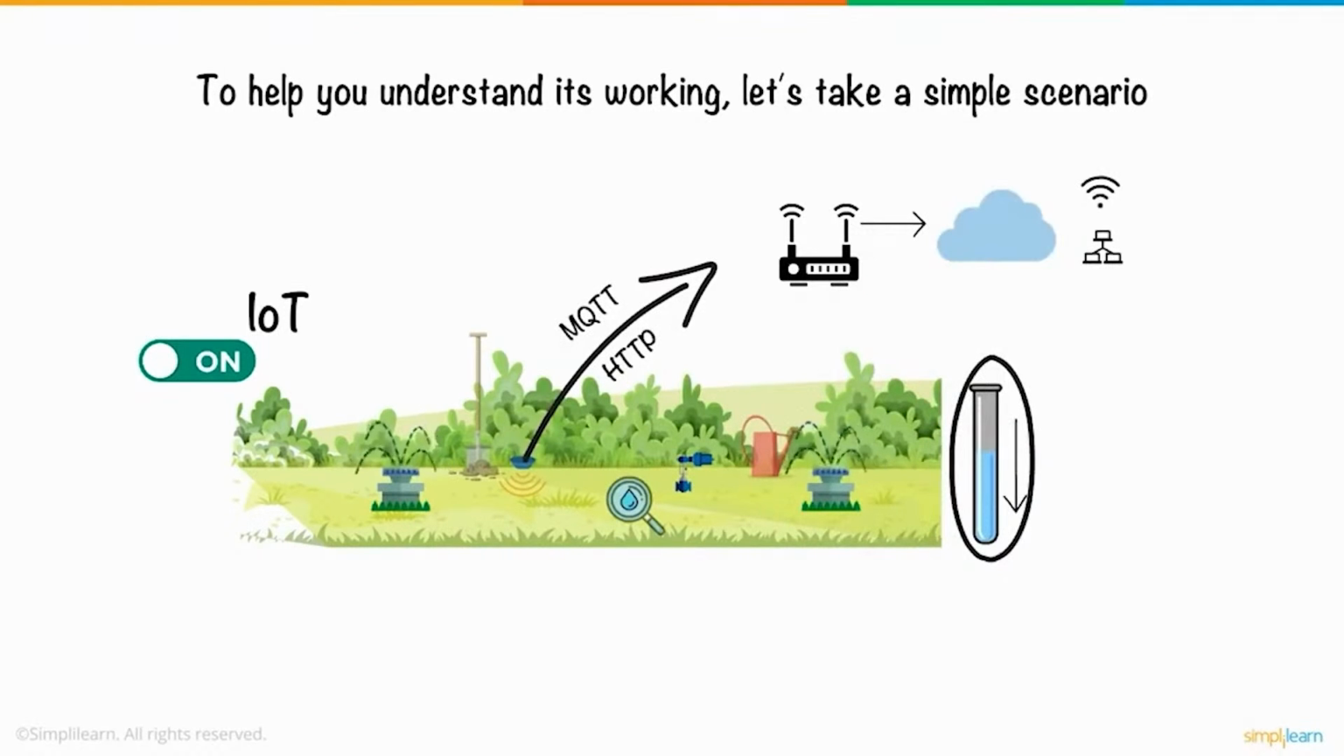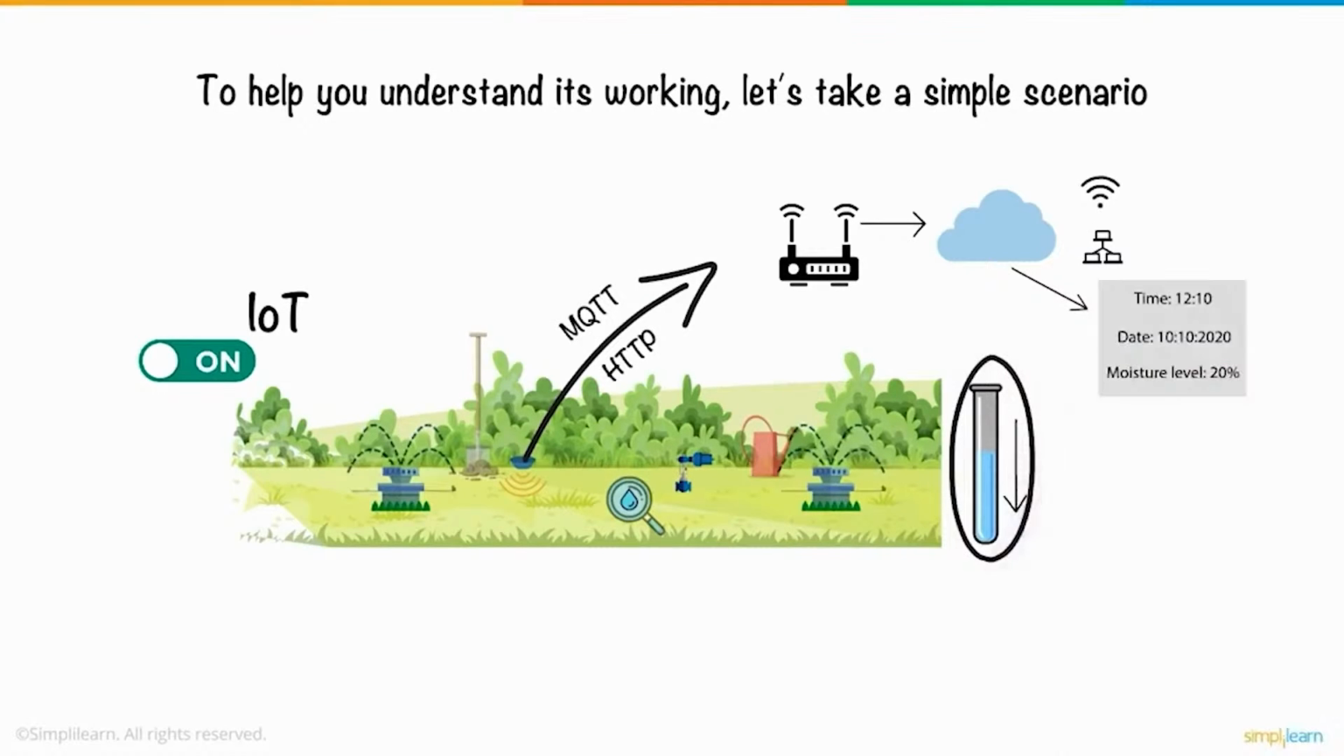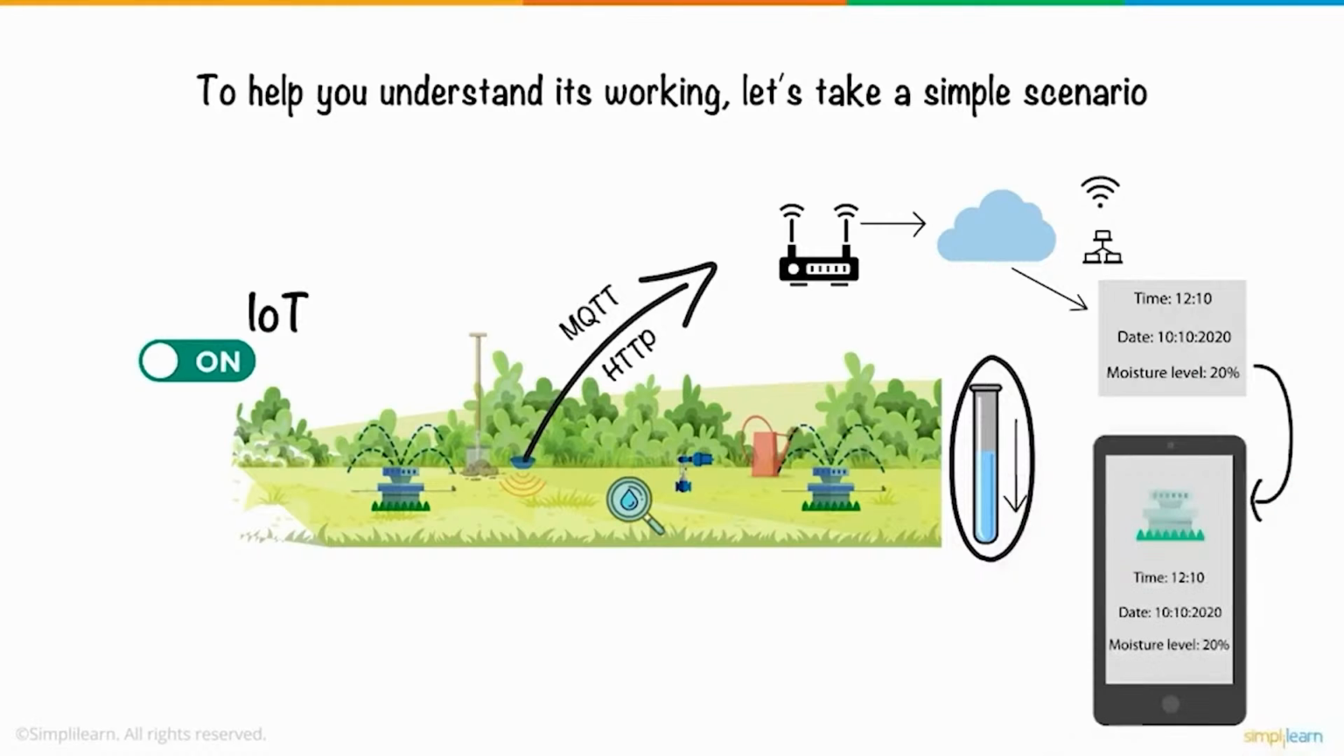However, with the information stored in the cloud, a detailed analysis, like the time of the day the sprinkler was turned on, the rate at which the moisture in the soil reduces, and so on, can be done, and the report could be sent over to you on your smartphone over an app.